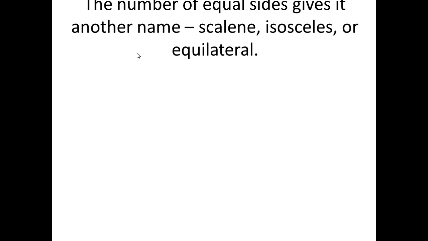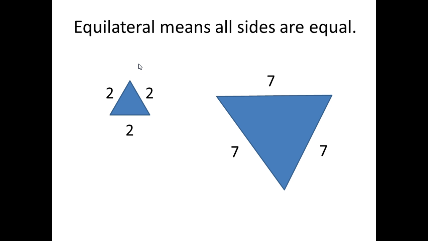Here's the second name. The number of equal sides gives it its other name: scalene, isosceles, or equilateral. So if all of the sides are equal, it's an equilateral triangle. And the word equal is kind of right there at the beginning. I spelled it just a little bit differently, but it's there at the beginning to help you. So if all the sides are equal, equilateral.